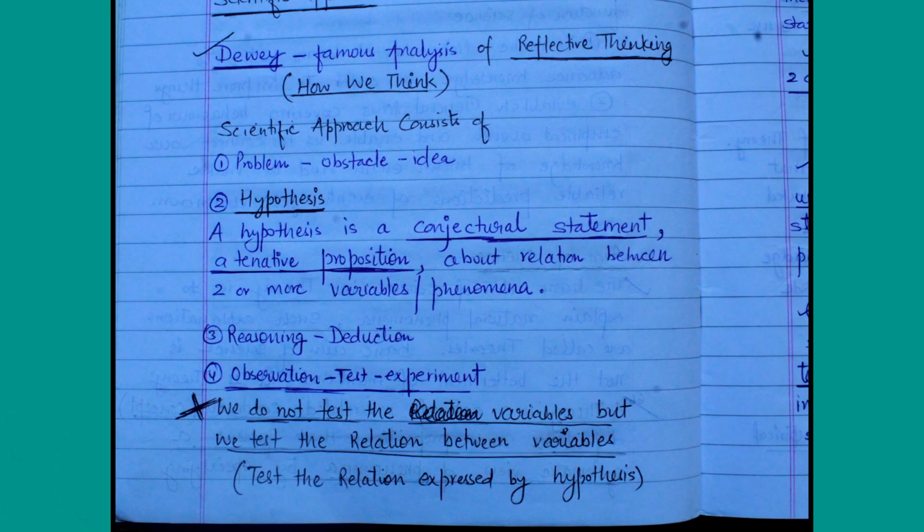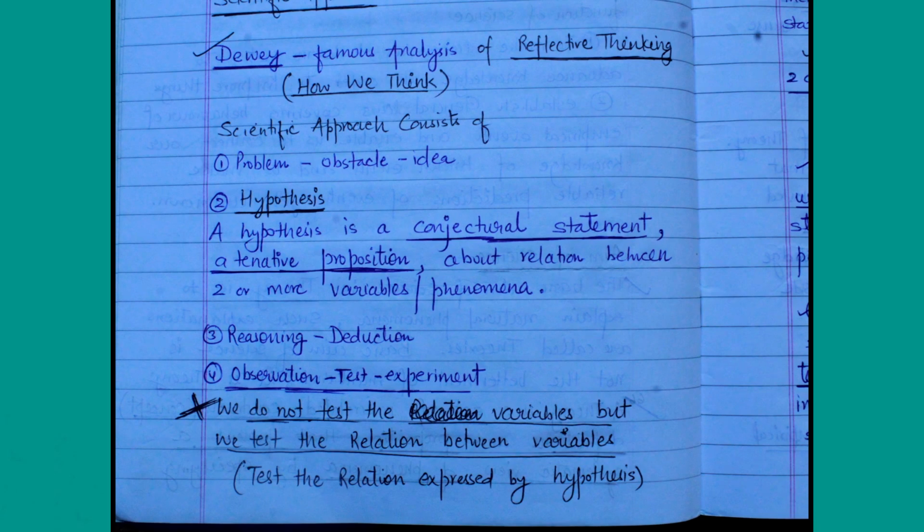So a hypothesis is a conjectural statement, an alternative proposition about the relation between two or more variables of a phenomenon. There are certain independent variables which are affecting our dependent variables. We are making a relationship between these two variables, and then we are testing it. So that is a hypothesis. We will discuss it more when we study hypothesis in an upcoming module.